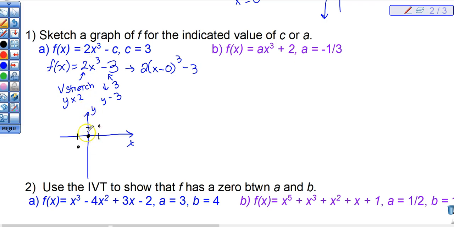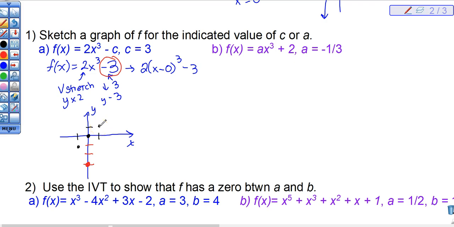So let's start at our 0, because it's the easiest one to do shifting with. We're going to multiply it by 2. 0 times 2 minus 3. So it's going to come down here. Okay, so now I've replotted my 0. It's down here on my y-intercept, because you know that's my y-intercept, negative 3.